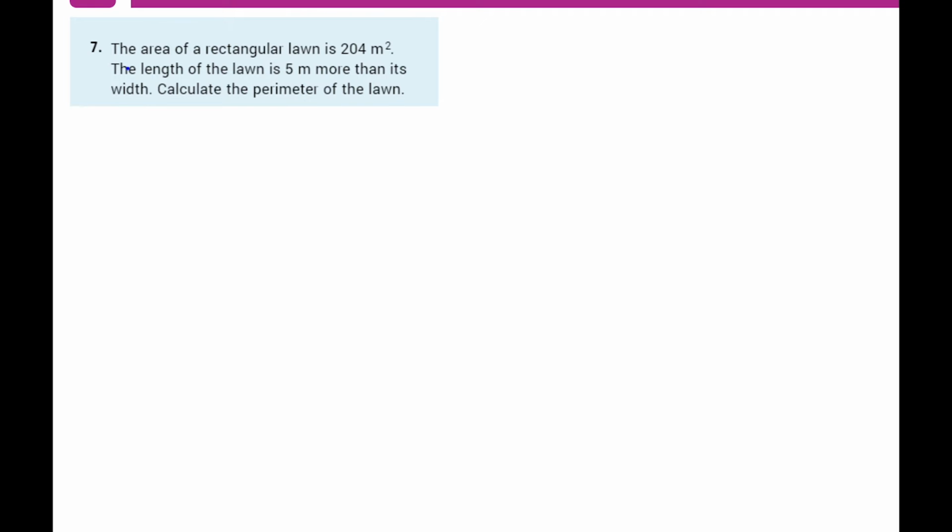Again, as we said, with all area, volume and length questions, the first thing we do is write down the formula that we have. So we're told that our area is equal to 204 metres squared. That means that length times width is equal to 204. And we know that 2 times the length plus 2 times the width equals a perimeter. So I need to use the information I am given in the question to find the length and width. Once I find the length and width, I can then find my perimeter.